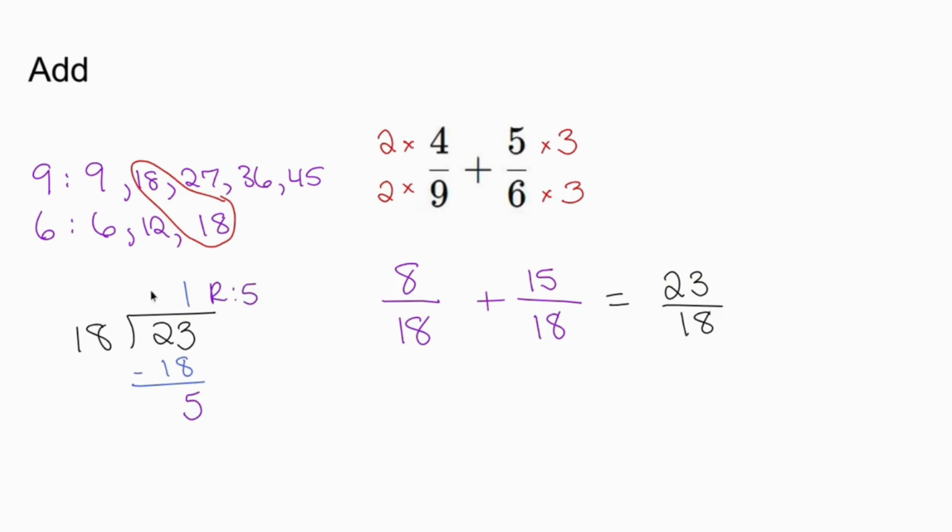So how do I turn this into a mixed number? The whole number is going to be our main quotient, which is 1. The 5 here becomes our numerator, and the denominator is going to stay the same at that 18. So after all is said and done, my answer is 1 and 5/18.